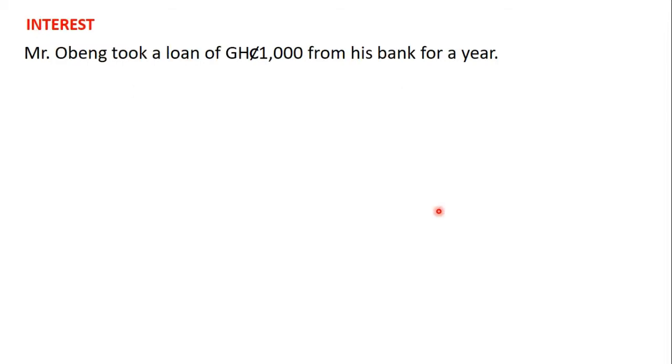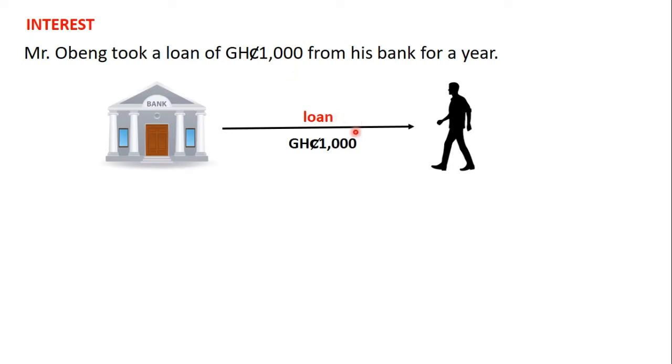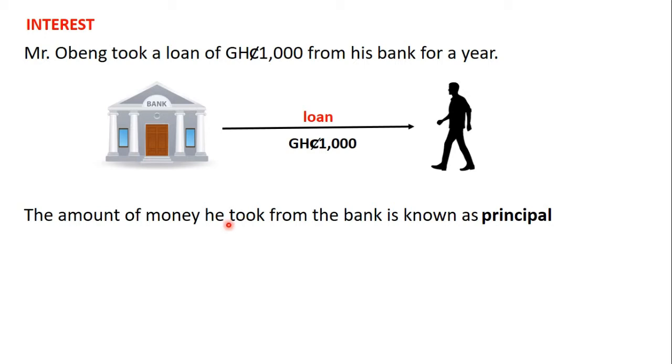Let's consider another example. Mr. Obeng took a loan of 1,000 Ghana cedis from his bank for a year. So the bank gave Mr. Obeng a loan of 1,000 Ghana cedis. Just as it was in the case of Mr. Asamoah, for Mr. Obeng also, the amount of money he took from the bank is known as principal. So when someone deposits money in his account, it's known as principal. And when someone takes a loan from the bank, that amount of money is also known as the principal.